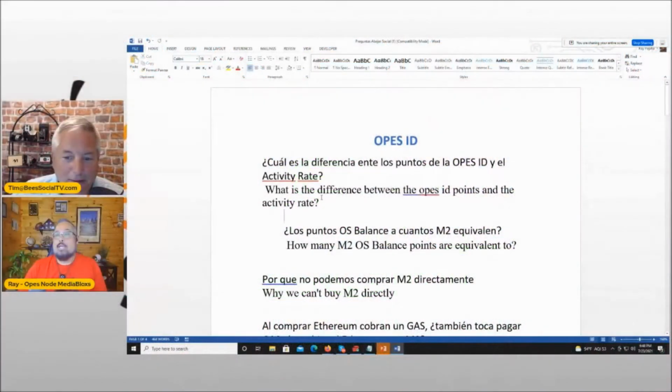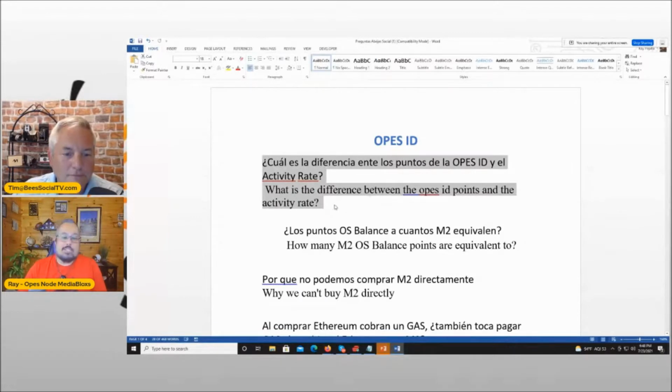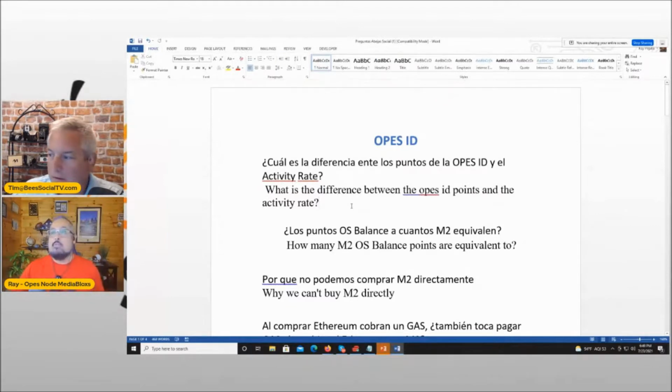Well, in this document here, this is from Maria and the South American team. Anything that you see together like this, a question that was in Spanish, I translated it. I know Google Translate isn't the greatest, but I'm going to understand every question. Google does its best. I'm going to read it out and answer it so they can translate it for their community. What is the difference between the Opus ID points and the activity rate?